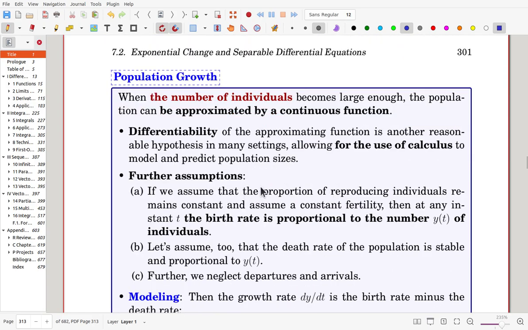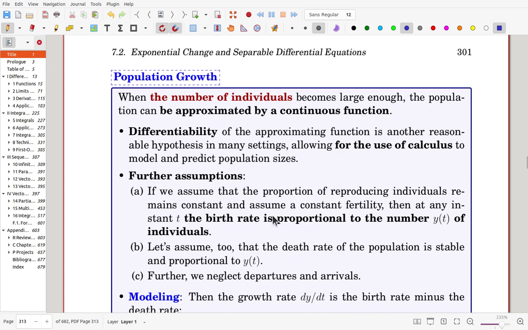Now we'll consider three examples. The first one is population growth. When the number of individuals in a population is large, the population can be approximated by a continuous function. And also, we may assume that the function is differentiable, so that we can use calculus techniques to model and solve the problem.